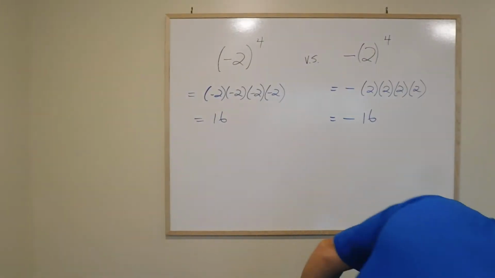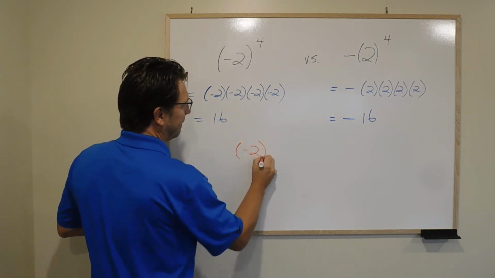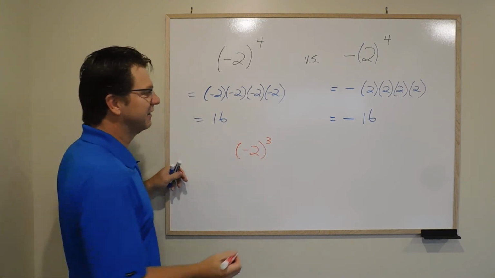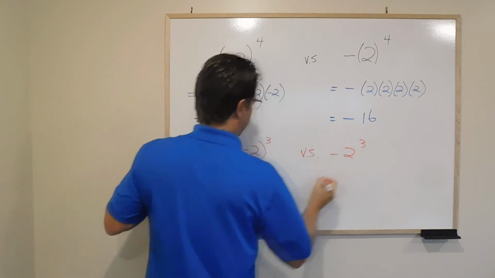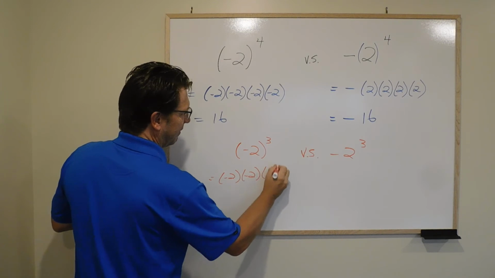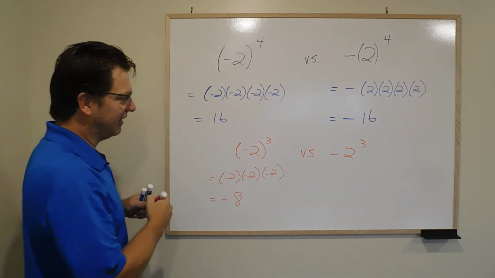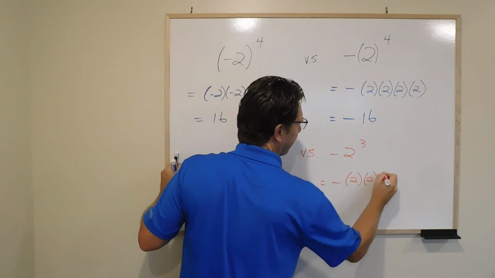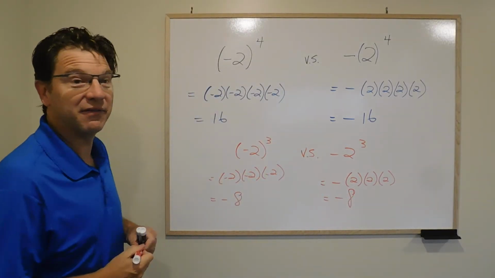Now, one thing, I'm going to grab another color, I'm going to show you quickly. What if we had an odd exponent, like a 3, a 5, a 7? Okay. In this case, you get -8, okay? And in this case, the negative is out front. You also get -8, okay?